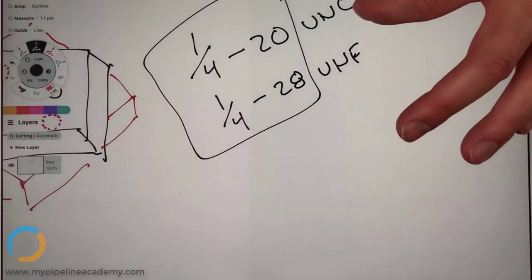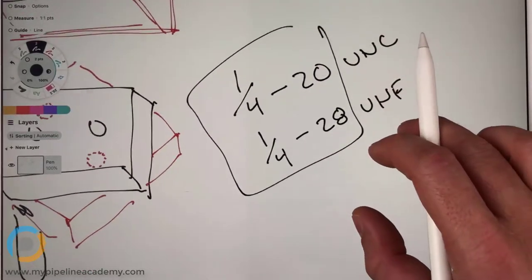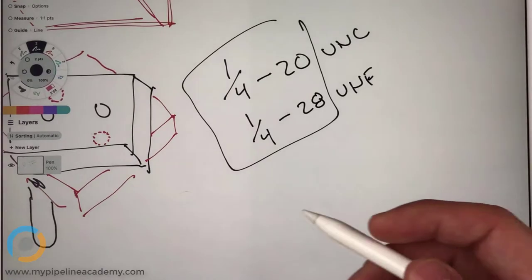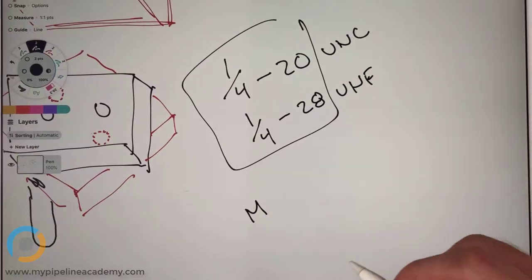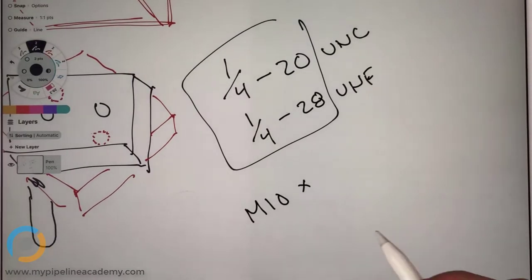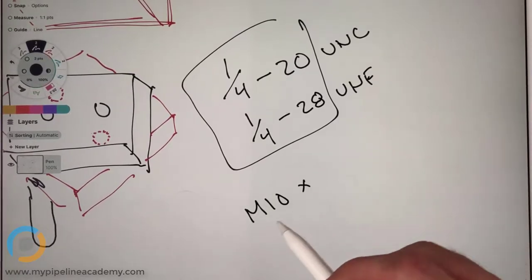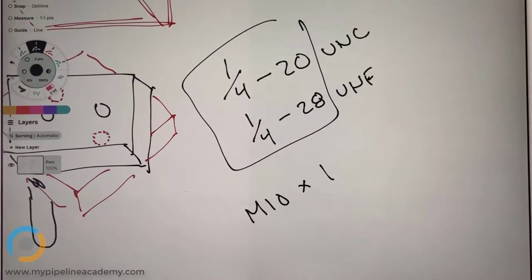How do you specify that? Like, do you put parentheses, metric? No, so this nomenclature, quarter 20, that's English. If you wanted to do a metric thread, they always start with M for metric. So it might be M10 by, I can't remember what the pitch is. It's actually not the pitch in metric. It's the thread diameter by the distance between the threads. So maybe it's M10 by one, and that would be 1 millimeter, but you don't usually write that out. So if you see an M before your thread designation, you know it's metric.